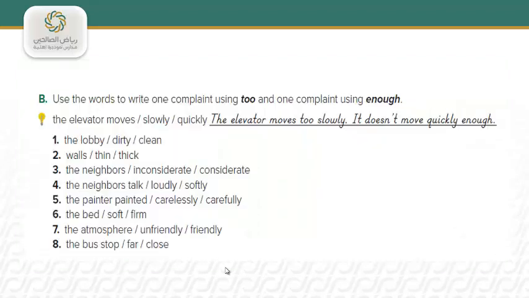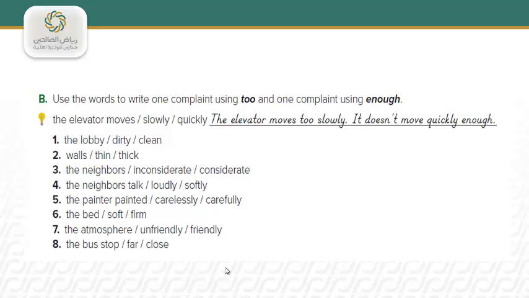So, an infinitive phrase is the complete infinitive: to plus the verb. Now for exercise B, use the words to write one complaint using too and one complaint using enough. Complaint, يعني شكوى. We need to make complaints here, one time with too and another time with enough.